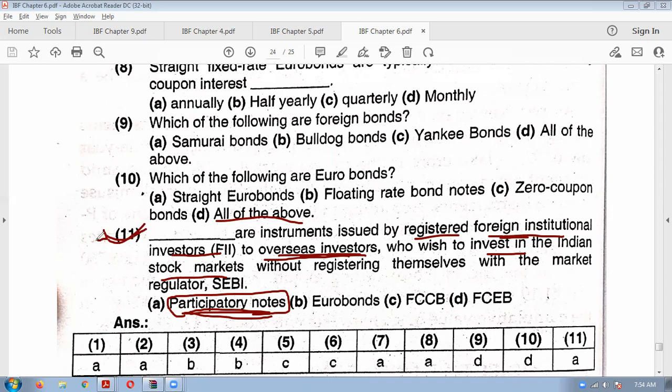This is an important MCQ. In short, you can call them P notes also, participatory notes. They are financial instruments, that is, investments made by investors outside India without disclosing their name in the Indian stock market, and such instruments are issued by registered foreign institutional investors. Clear?